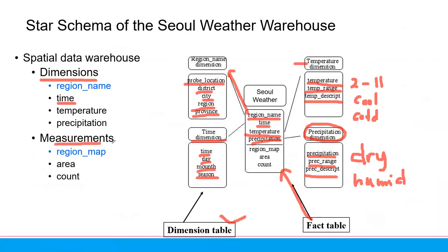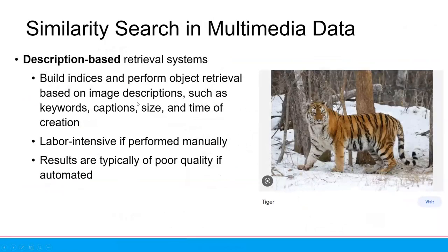We can also have the measurement. In the data warehouse, we have the measurement. For example, the region map. The region map is the map that we saw before, like the soil. And then what is the area? How many areas do you want to measure or observe and count? So you can see later how many areas contain a temperature between 2 until 11, and how many districts have the precipitation between some values. Okay, that's about the spatial data.